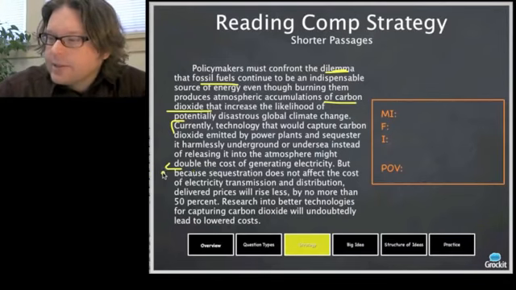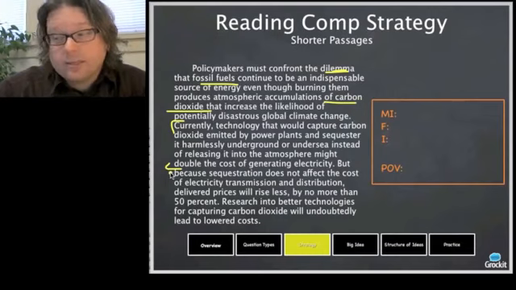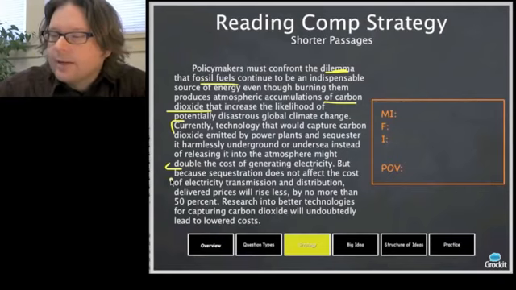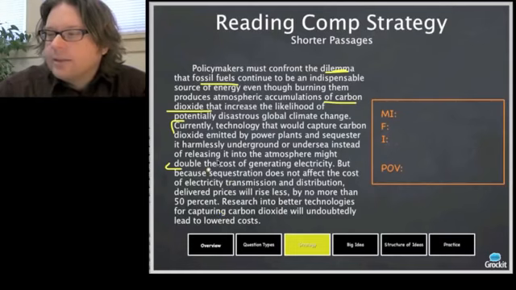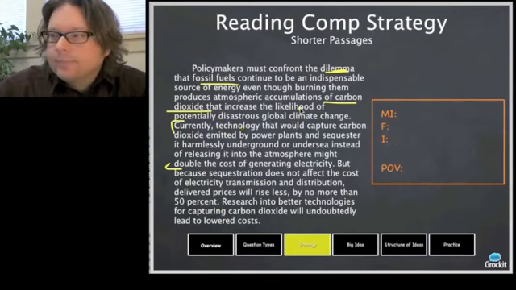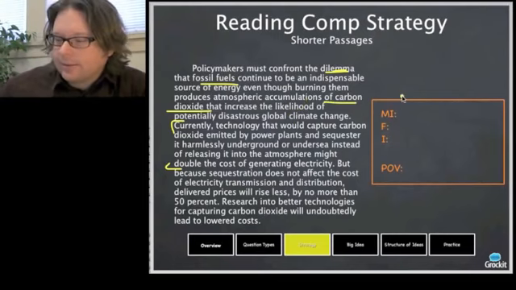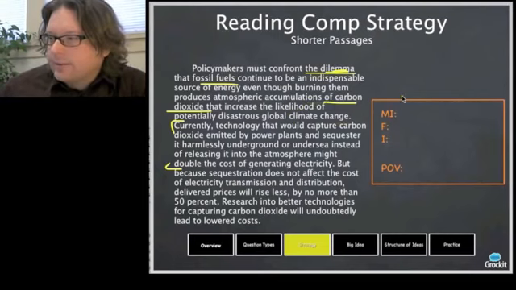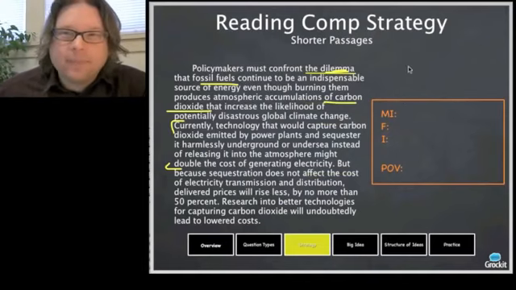But because sequestration does not affect the cost of electricity transmission and distribution, delivered prices will rise less by no more than 50%. Research into better technologies for capturing carbon dioxide will undoubtedly lead to lower costs. So talking about these things, I think this is actually where I can highlight some of those things. Hey, look at that.